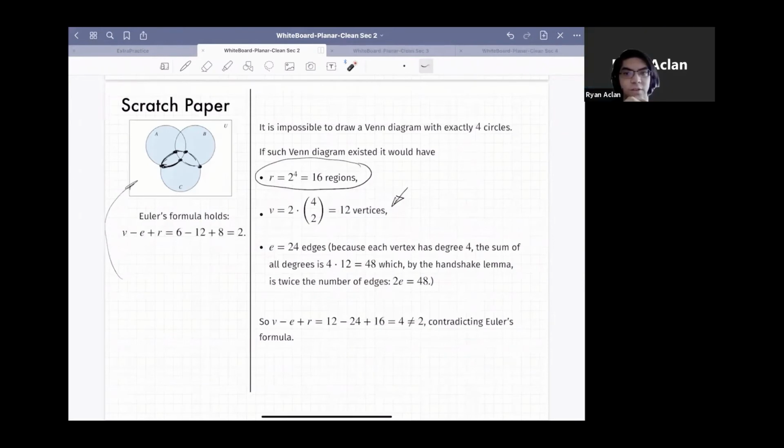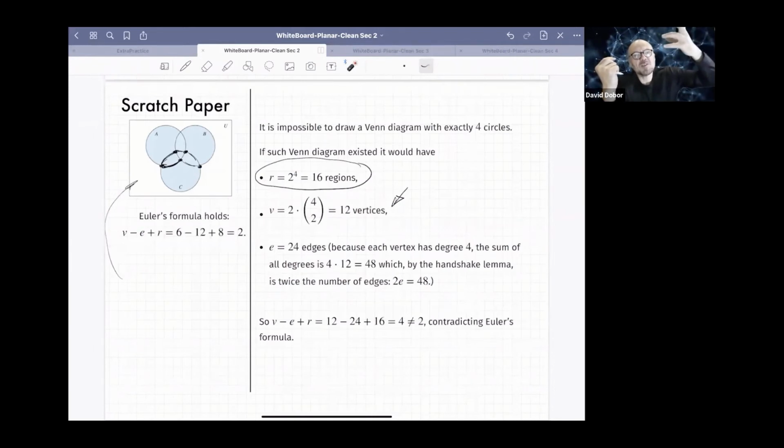Because each circle needs to intersect with each other circle twice. Every 2 circles intersect at 2 points, right? If it's a Venn diagram, I want a non-trivial intersection between every 2 circles. That is, every 2 circles will intersect at 2 points for me to have something in common between those 2 circles, right? So that must be true for every pair of circles.